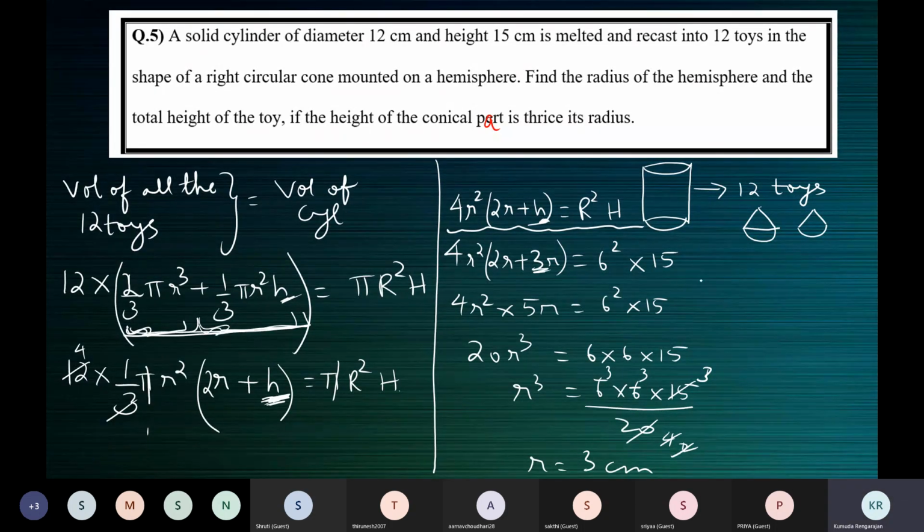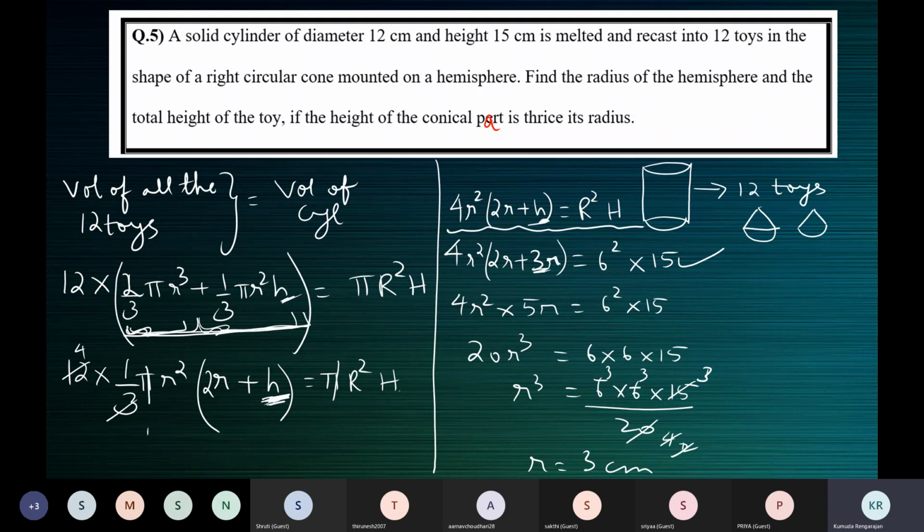So then after substituting the values of r and h, you see that this equation has only one unknown r. Be careful, 4r square into 5r is 20r cubed. R square into r is r cubed. The value of r is 3. That is, the radius is 3.